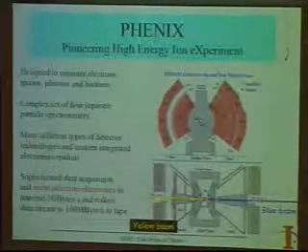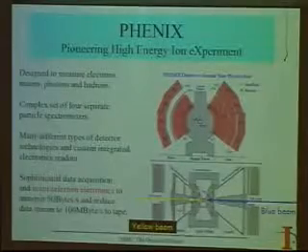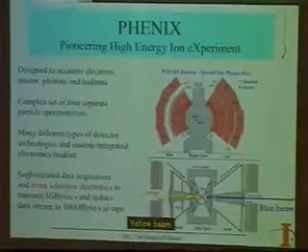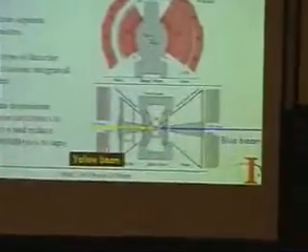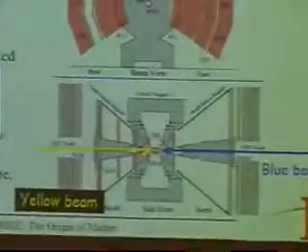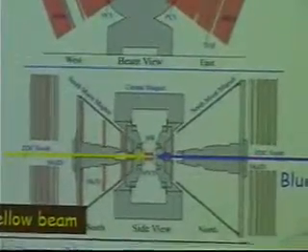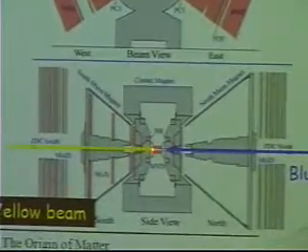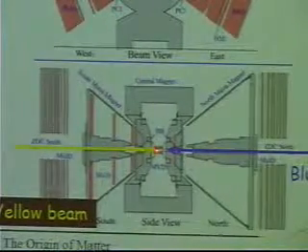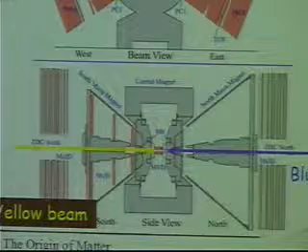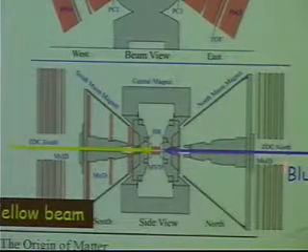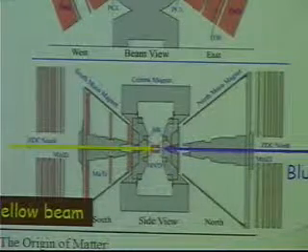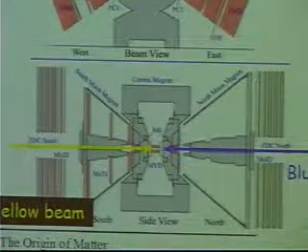So perhaps we look at this schematic picture here. We have the 2 beams coming in. We call them, this is just a name, the yellow gold beam and the blue gold beam. And the collisions take place in the center of the apparatus. This is a very large apparatus. This dimension here is about 40 feet, and it's also about 40 feet high.